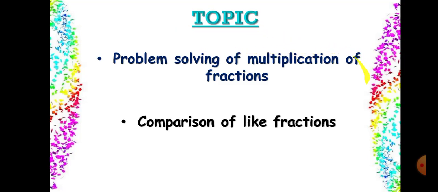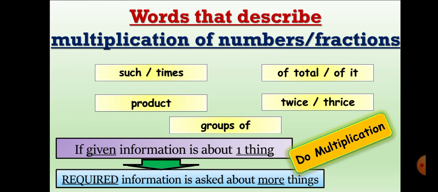So today we're going to do the problem solving of multiplication of fractions and comparison of like fractions. So let's see the words that describe multiplication of numbers or fractions. Such and times: if you're seeing these words, it means they are discussing multiplication. Total of it also represents multiplication. Product represents multiplication, twice and thrice represent multiplication, groups of represents multiplication. Of, simply of, also represents multiplication.